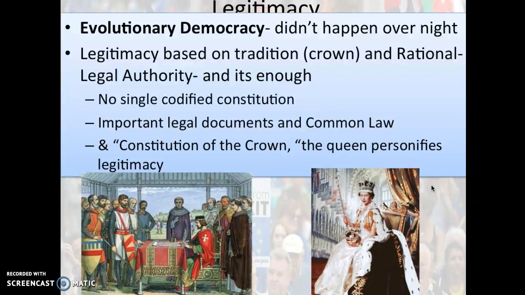So instead of having one succinct constitution, they just have a smattering of all of these different rules and laws that make up the legitimacy of their government. And really, the person who is the symbol for the legitimacy of the British government is the Queen.